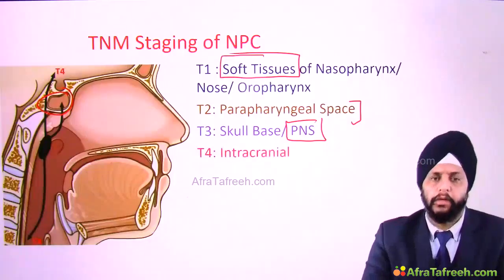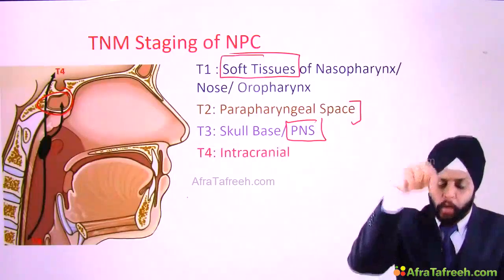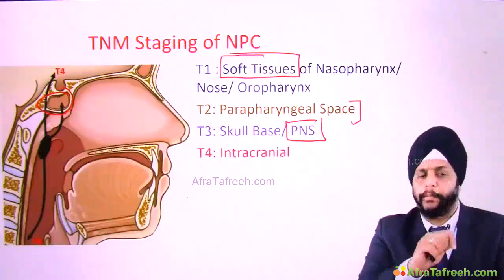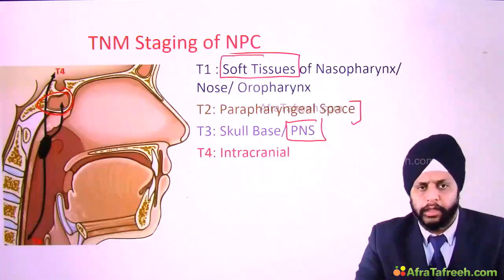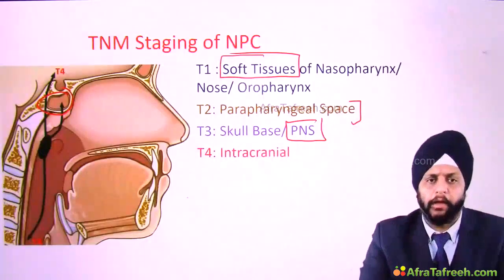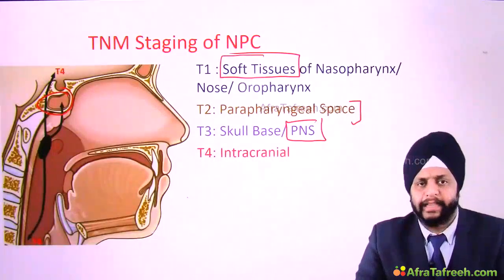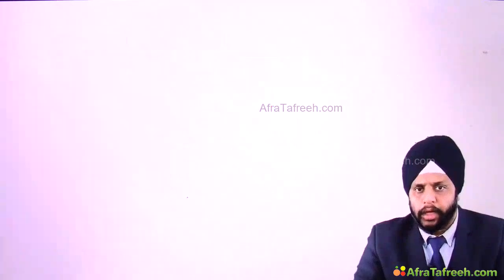All right, now stage T4. T4 means it goes up intracranial or it goes down till the hypopharynx. Okay, so that is stage T4. It goes intracranial or it goes down till the level of the hypopharynx. So that is the T staging for NPC.